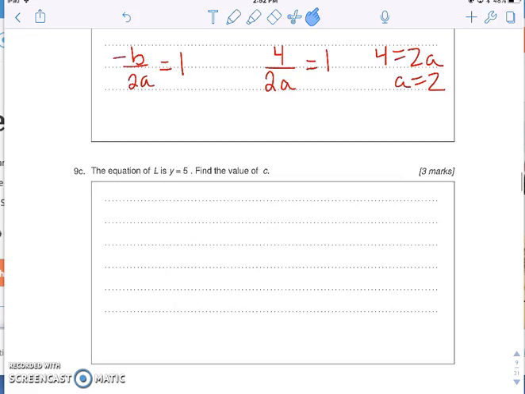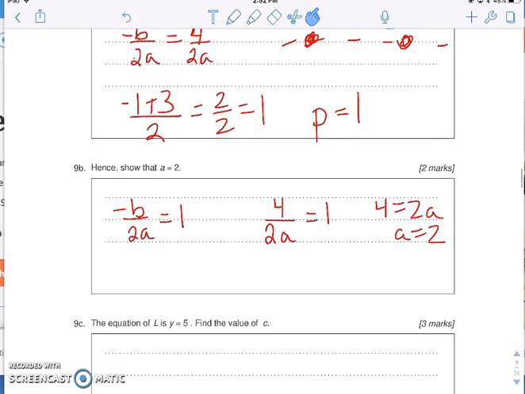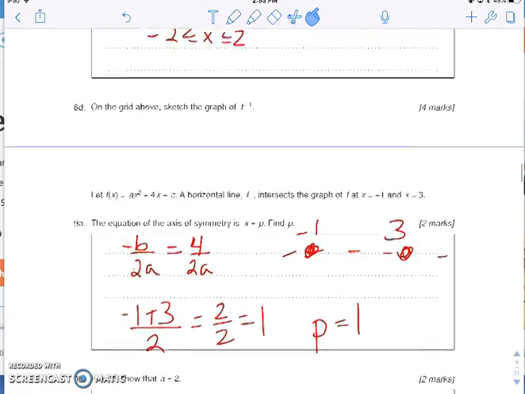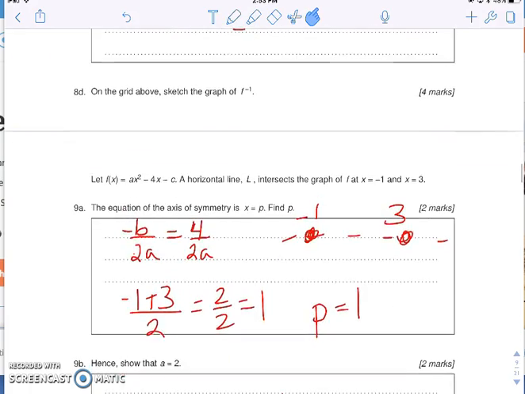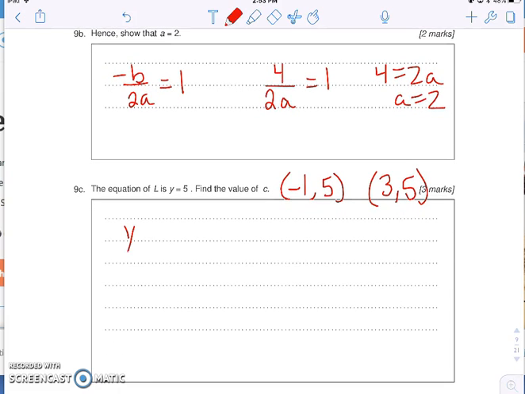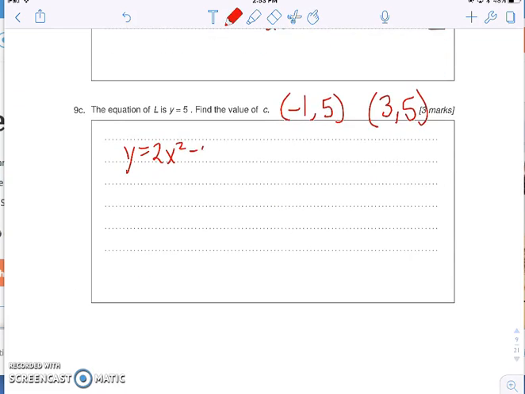The equation of L is y equals 5. What is L again? That's that horizontal line. What that tells us is we have a coordinate, negative 1, 5 on the graph. We also have the other coordinate, 3, 5. And what do we know right now? We know our equation is y equals, our a was 2, so 2x squared minus 4x minus c.